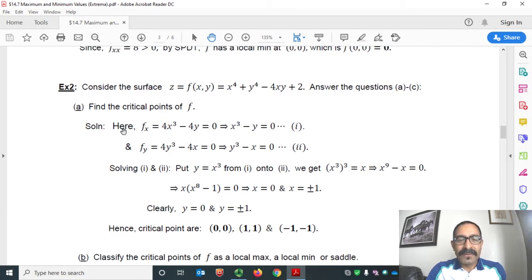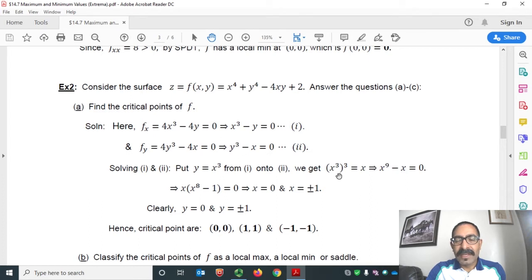Then we can factor the 4 out: x cubed minus y equals 0. Similarly, find fy, which is 4y cubed minus 4x, set equal to 0. Then again we can factor the 4 out, dividing both sides by 4, and we have y cubed minus x equals 0. We have two equations, two unknowns. Let's solve this system. From the first equation, put y equals x cubed into the second equation.